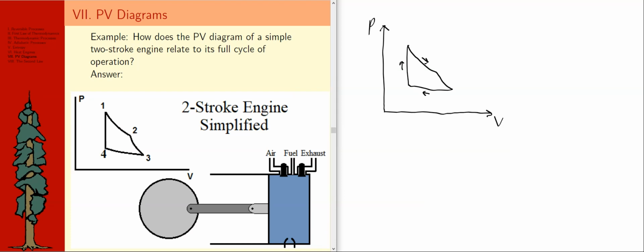So this is a two-stroke engine simplified. I have some of the necessary components there, but a lot of mechanical details are going to be left out. We're starting at what is labeled in the PV diagram at point 4, and we're going to see what needs to happen really in the engine to get us ready for it to go up to 1, and then it'll go from 1 to 2 to 3 and then back to 4 to show a full cycle.